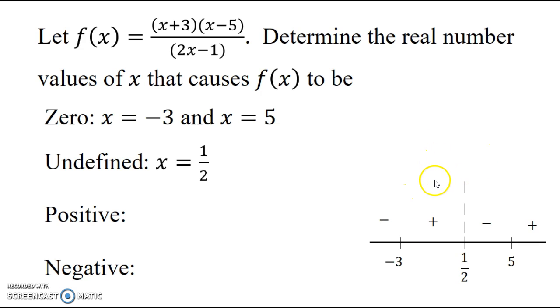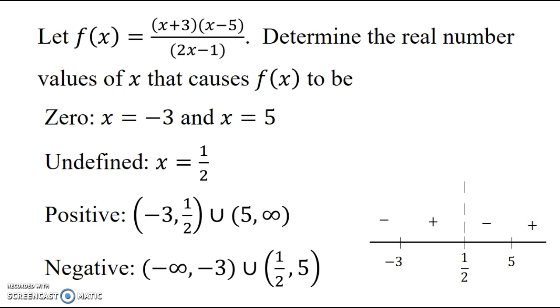Looking at my sign diagram, where it's positive is between -3 and 1/2, and then again from 5 to infinity. Notice when I write it, I don't include that -3. I don't include that 5 because I asked where it's positive, not where it's equal to 0. Same idea works when we're looking at the negatives. It's going to be from -infinity to -3, and again from 1/2 to 5.